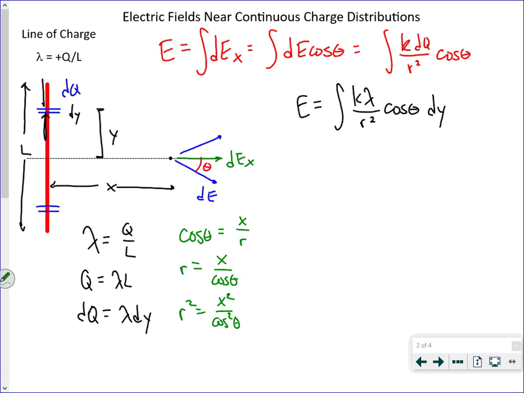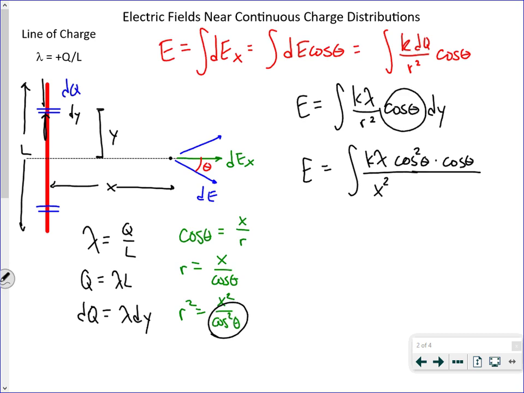Well, that gets us at least down to one variable if we plug that into here and we say integral of k lambda over r squared. Well, that's cos squared over x squared. And I'm going to leave it as separately this cosine squared and that cosine squared. Notice the x squared divided by cosine squared turned into, we just flipped them around because we're dividing by r. But now we still have dy.